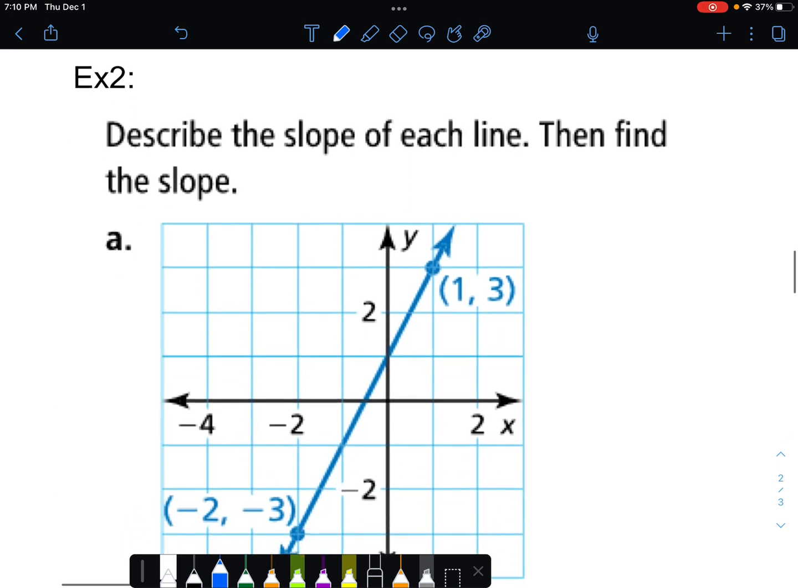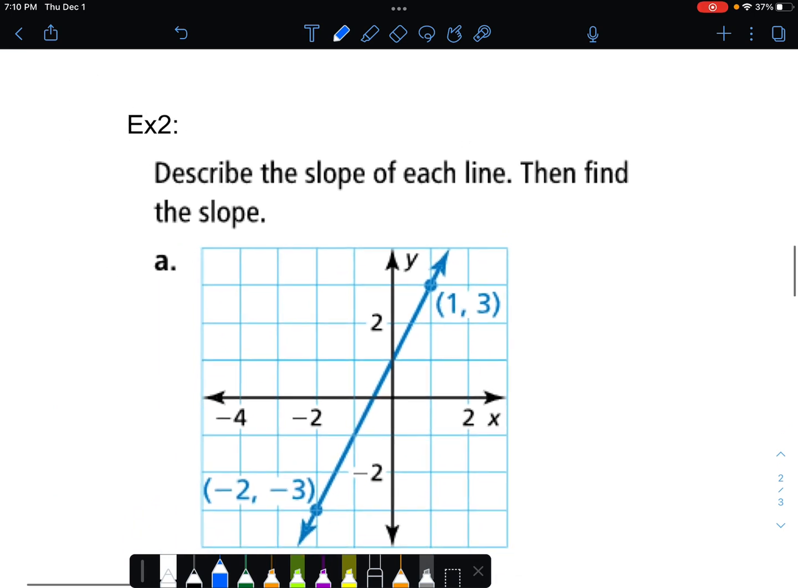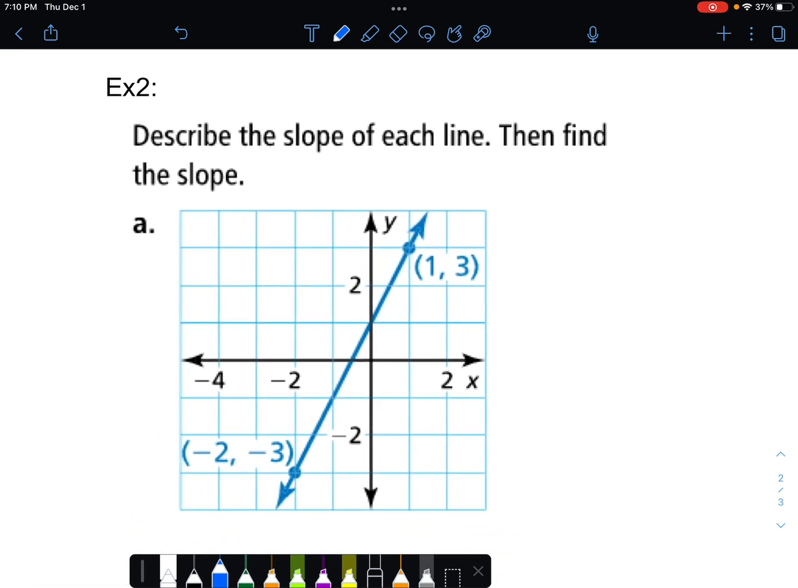So why don't you give it a try? Pause the video, and when you're finished, start the video again.